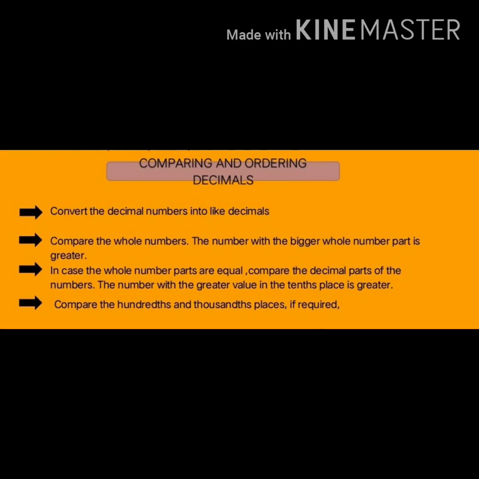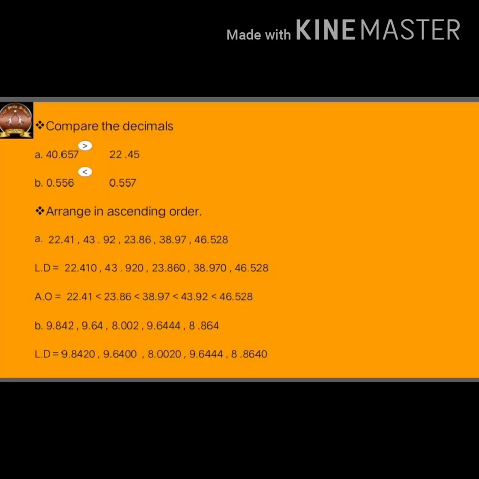Compare the whole numbers. The number with the bigger whole number part is greater. In case the whole number parts are equal, compare the decimal parts of the numbers. The number with the greater value in the 10th place is greater. Compare the 100th and the 1000th places if required. Now let us see few examples.